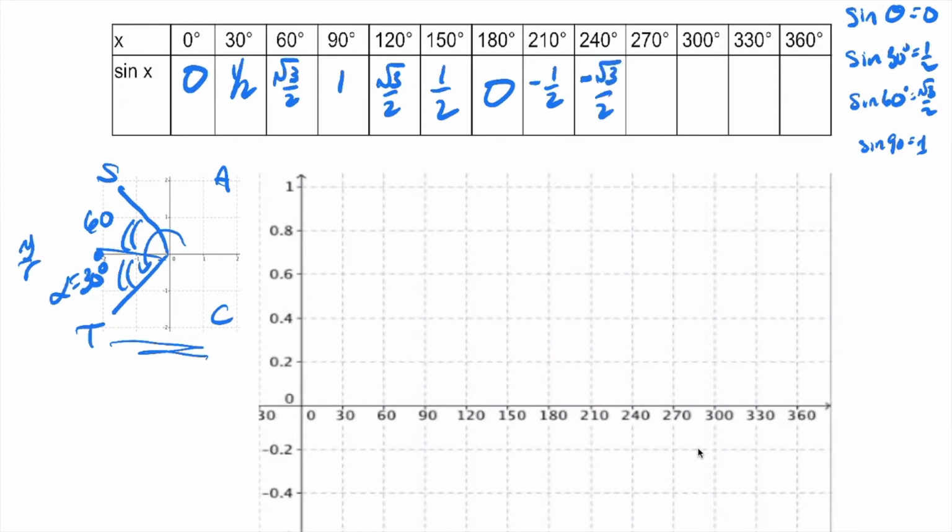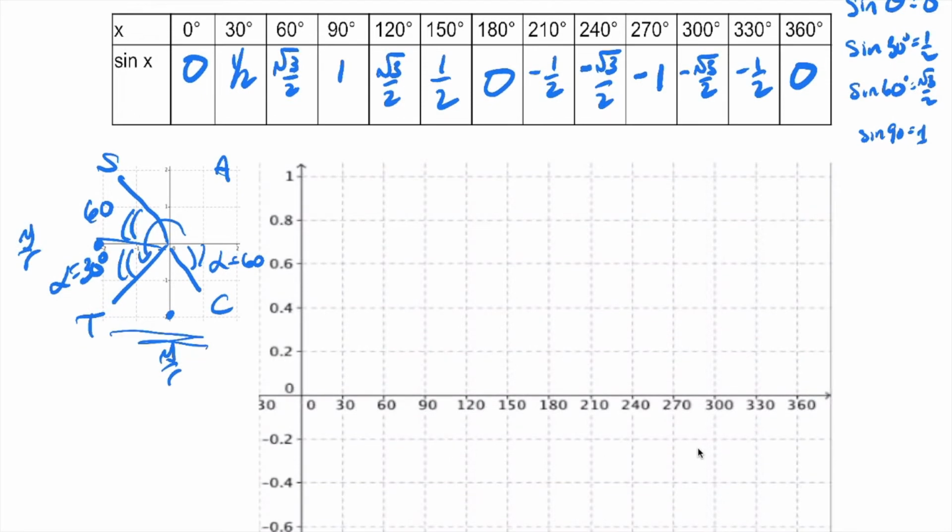Sine of 270, over here, is y over r, and we're going to see that the value of y is actually negative r. So sine of 270 is negative 1. Then at 300, alpha would be 60. In the fourth quadrant, sine is negative. So sine of 300 is the same thing as negative sine of 60, which is negative root 3 over 2. Sine of 330 is the same as negative sine of 30, which is negative 1/2. And once we get back to 360, that's the same thing as sine of 0, which is 0.